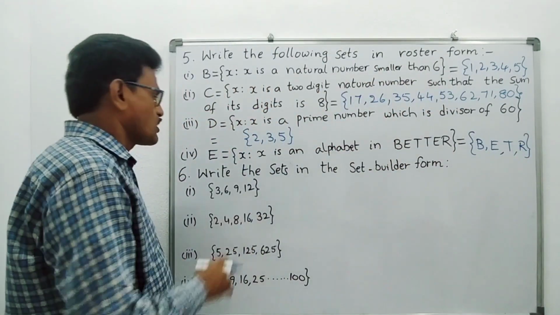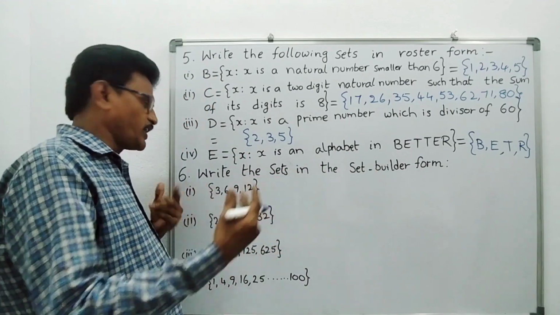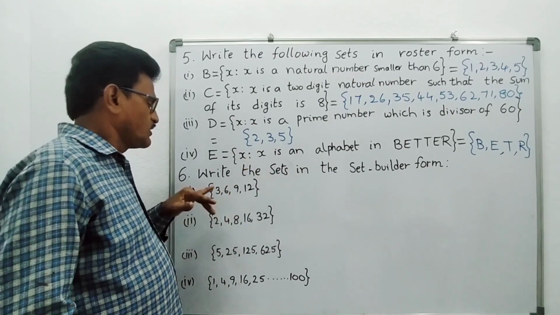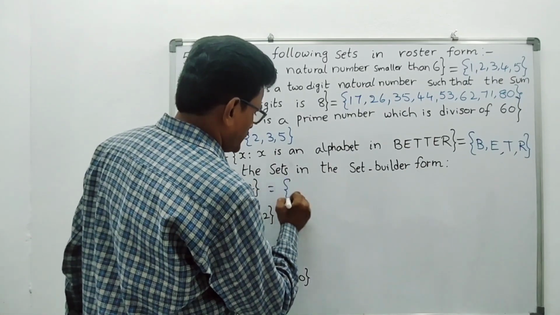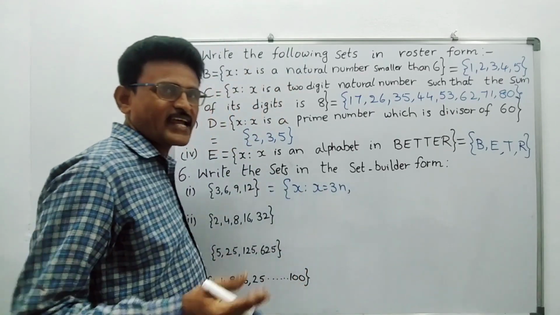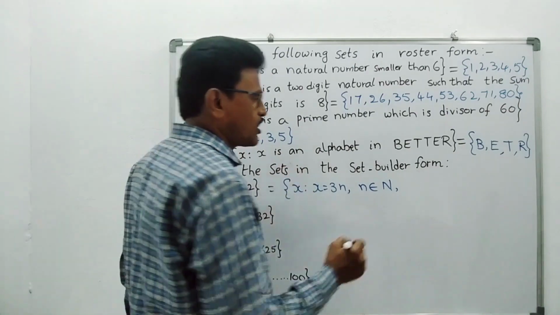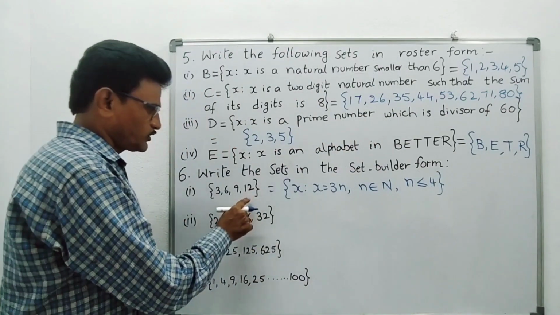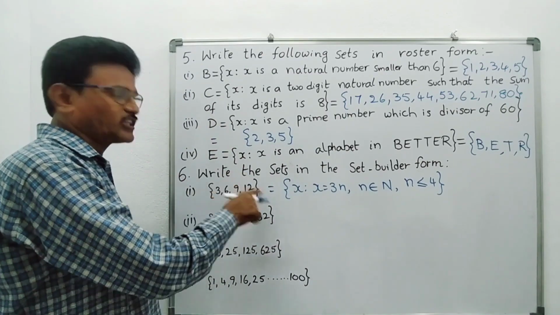That is the set. Now write the sets in the set builder form. Here we are writing set builder form. First one: 3, 6, 9, 12. These are numbers. What are these numbers? 3 times 1, 3 times 2, 3 times 3, 3 times 4. We can write like this: x such that x equal to 3n. What is n here? n belongs to the natural number list, and also n less than or equal to 4. See, 3 times 4 is 12. Up to that one we are taking.